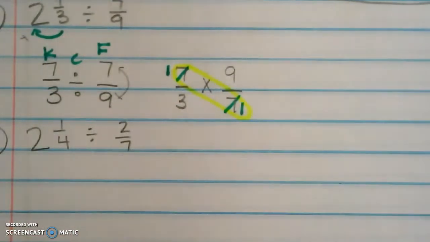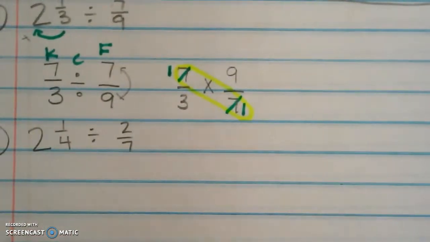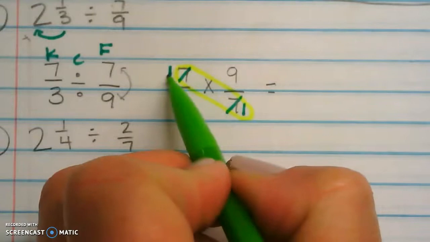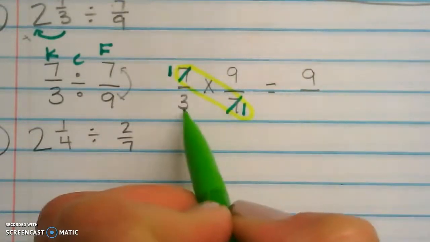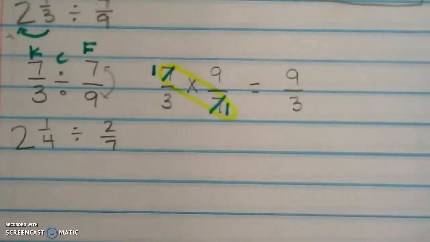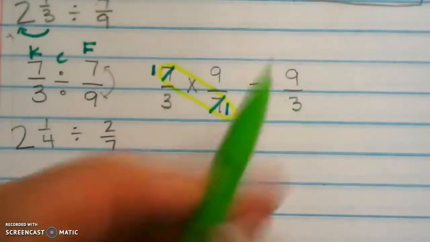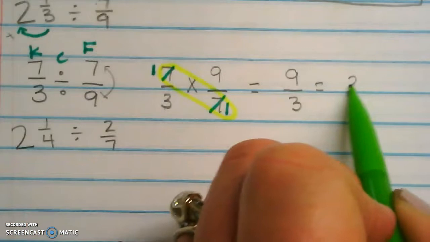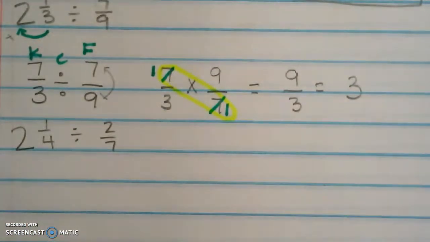So now I'm just going to multiply going straight across. 1 times 9 is 9, and 3 times 1 is 3. So now I have 9/3, or 9 divided by 3. And 9 divided by 3 is 3.